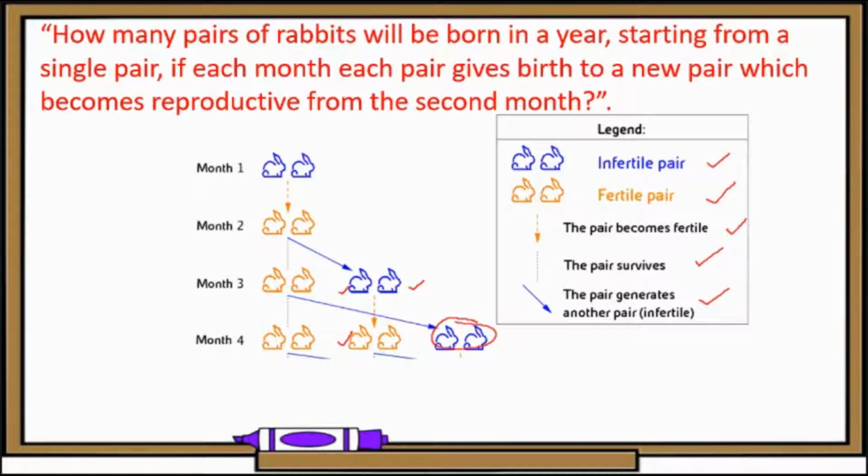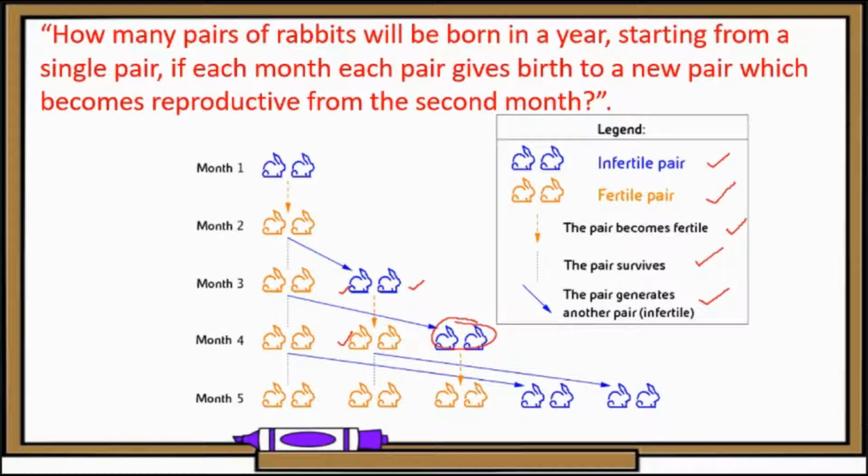On month 5, the 2 fertile pairs produce two pairs of infertile rabbits. These are the two pairs, pair 1, pair 2. Meanwhile, the infertile pair from the previous month becomes ready for mating. This is our infertile pair which becomes ready for mating. We now have 5 pairs of rabbits.